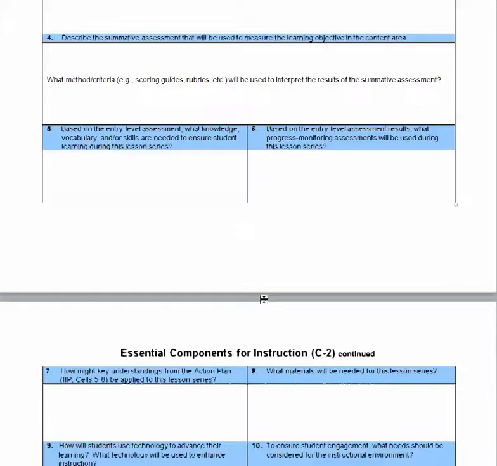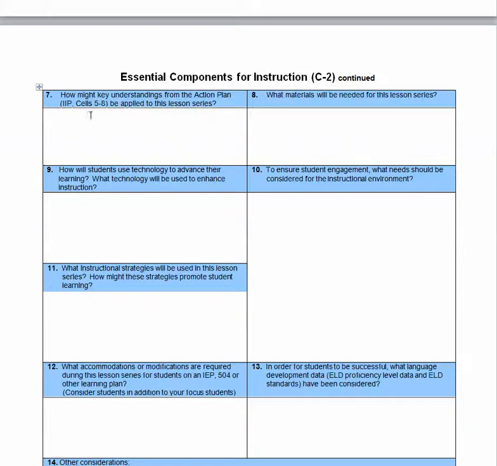Number 7, you take a look at how key understandings from the action plan might be linked to this series. So this is taking a look at your research, and here you have cells 5 through 8. So what you found in your research, say if you found this great strategy, list here how you might apply it. Say if you saw a video where a teacher tried to incorporate a certain strategy or procedure, list that here. So start to envision, I've done this research in my action plan. How is that now going to become a part of my unit?